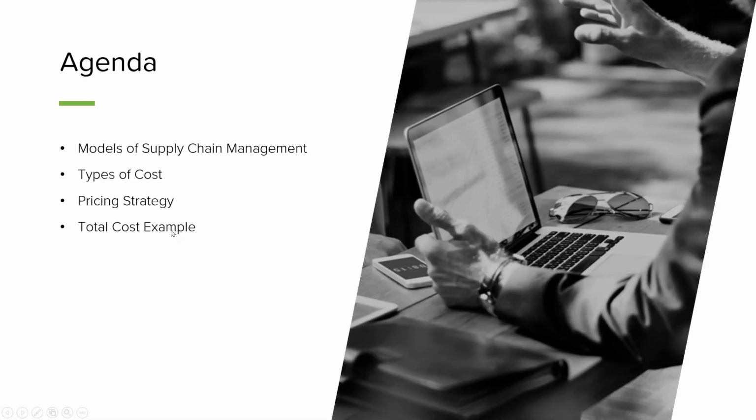So again, a brief agenda. We're going to go over some various models of supply chain management, basically how you get your products, the costs associated with those, different types of costs that you do want to keep an eye out for, and a pricing strategy that takes into account that cost. Then we'll go over an example of the various costs associated both with acquiring items and selling them, to figure out what's left and how profitable you can be with these strategies, taking into account your various costs.